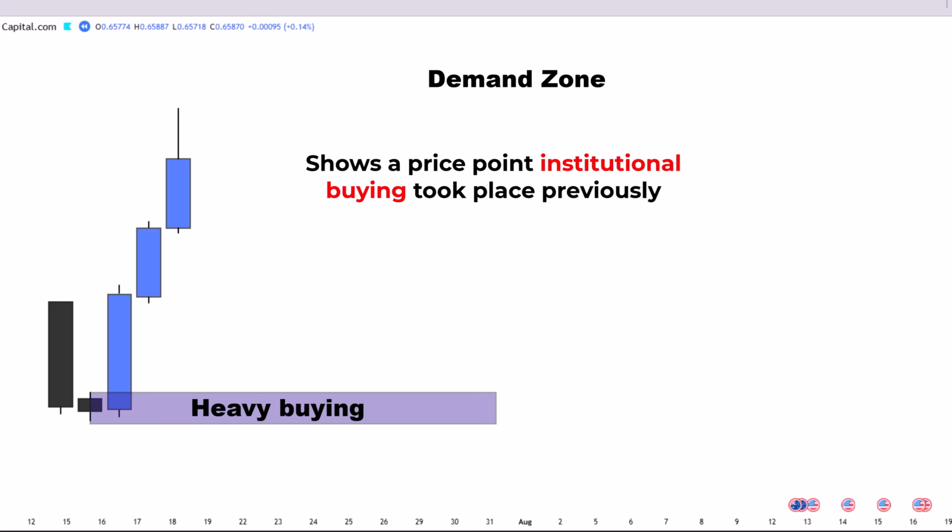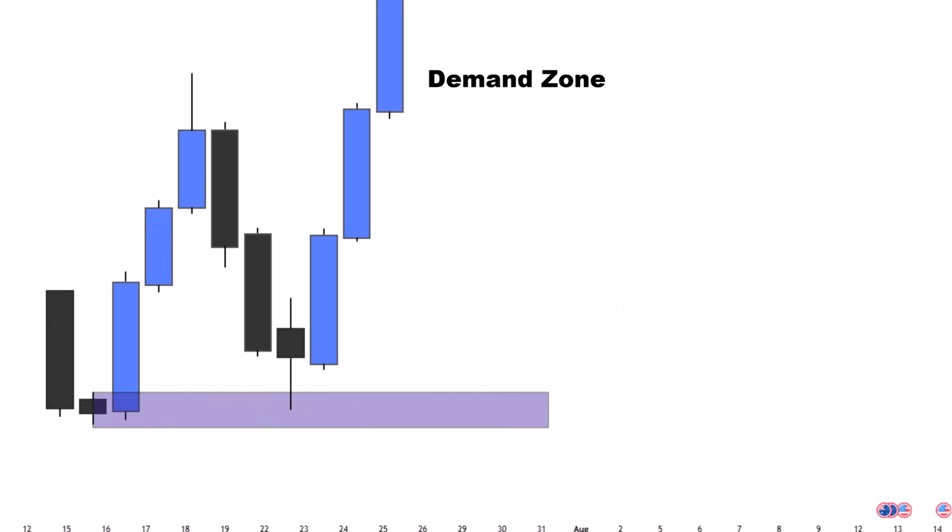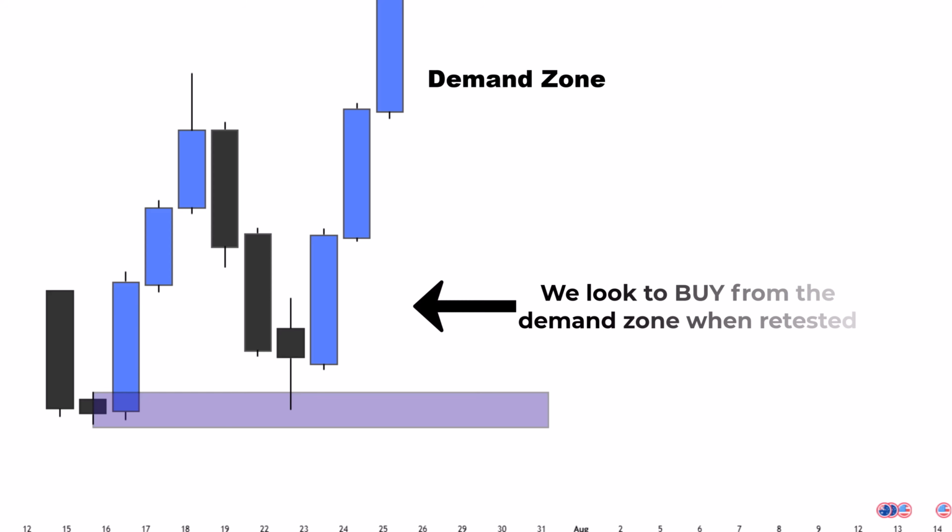Now, why does that matter? Because that zone is seen as a discount price. It is an area where buyers previously found value, so when price comes back there again, we expect buying interest to show up once more. That is why when price retests a demand zone, we look for buy setups. We are expecting that same kind of institutional buying to react from that level again.